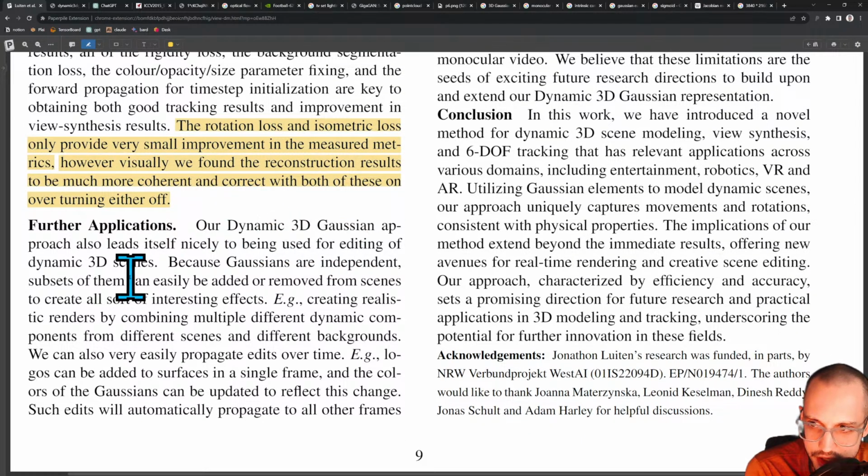Our dynamic 3D Gaussian approach also lends itself nicely to being used for editing of dynamic 3D scenes. Gaussians are independent subsets, can be easily added or removed from scenes. Very easy to compose. Creating realistic renders by composing multiple different components from different scenes can also very easily propagate edits over time. Logos can be added to surfaces in a single frame, and the colors of the Gaussians can be updated to reflect this change.